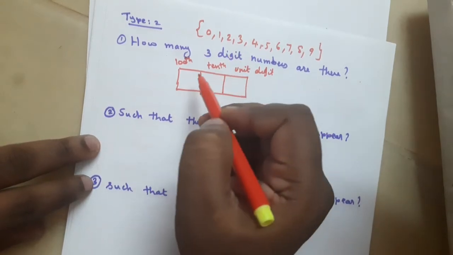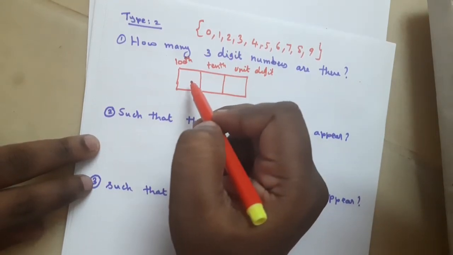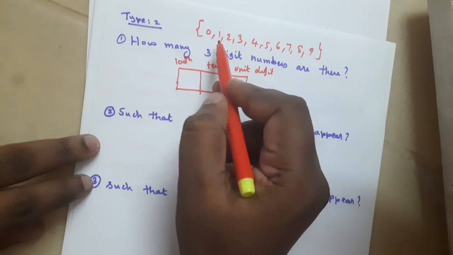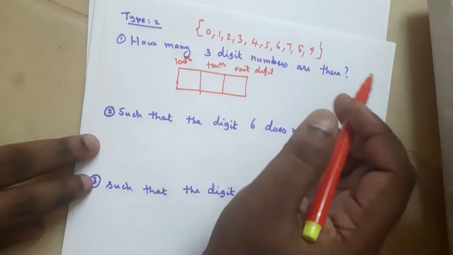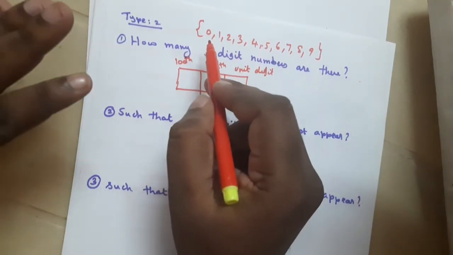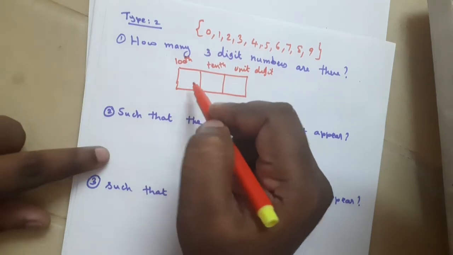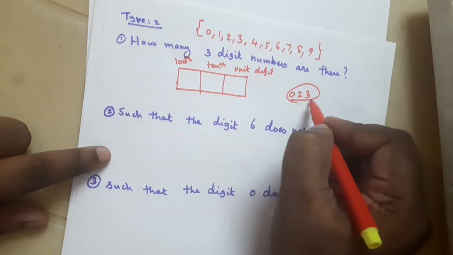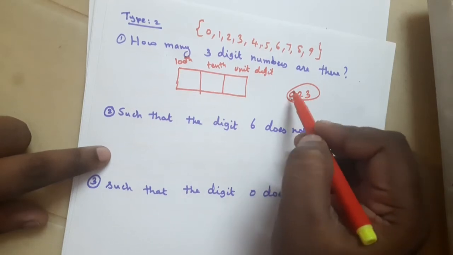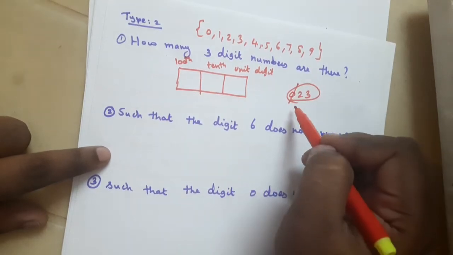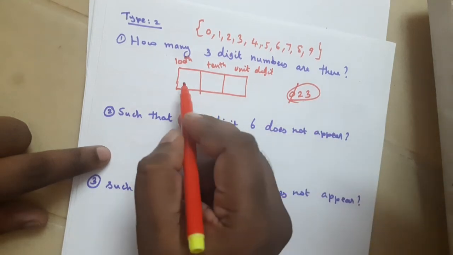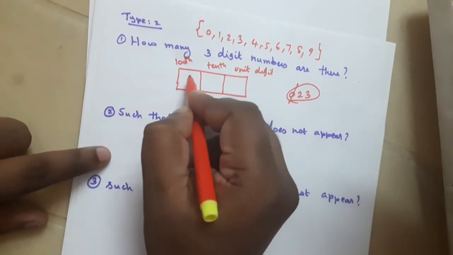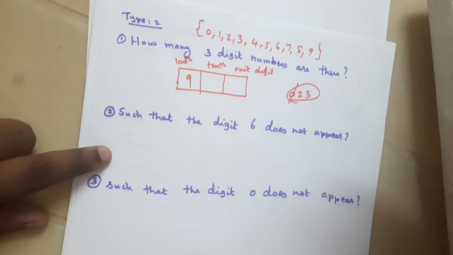In the 100s position, 1, 2, 3, up to 9 can come, but 0 cannot come, because if 0 comes first, like 0, 2, 3, it becomes a 2-digit number, not a 3-digit number. So in the 100s position there are only 9 possibilities.